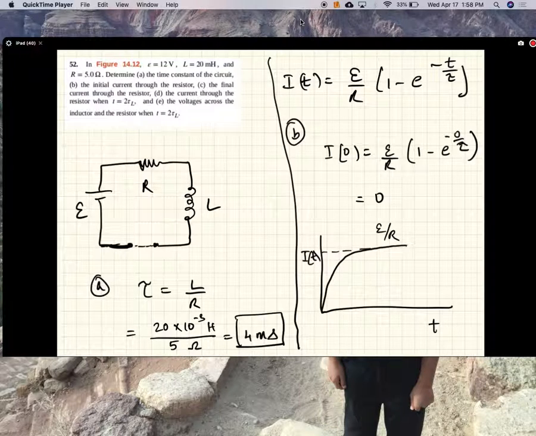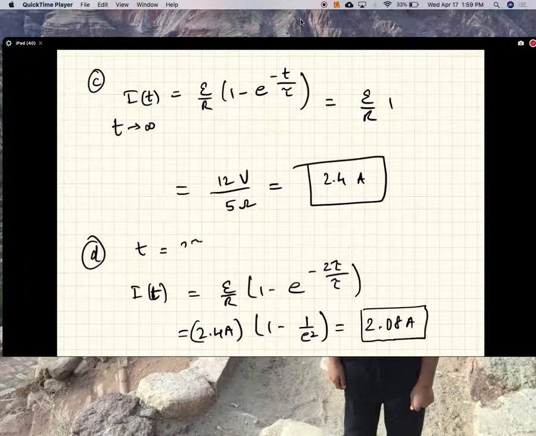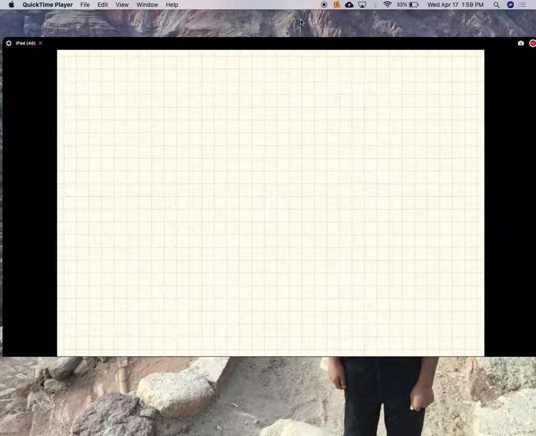And what is the last part? The voltage across the inductor and the resistor when t equals 2 time constants. Okay, so let me add a page. Okay, I'm going to draw that diagram again.